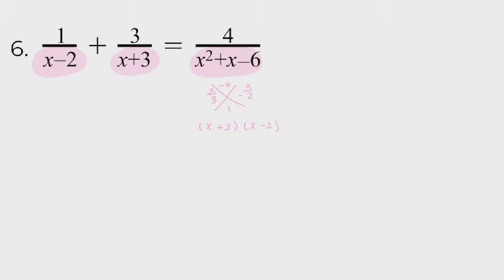So for the domain, again, this is possible values of x. We have two expressions that cannot equal 0. X minus 2 cannot equal 0, so that means x can't equal 2, and x plus 3 can't equal 0, so x can't equal -3. Then for the LCD, looking at the equation, that's going to be x minus 2 times x plus 3. So we're going to multiply the entire equation by x minus 2 times x plus 3.